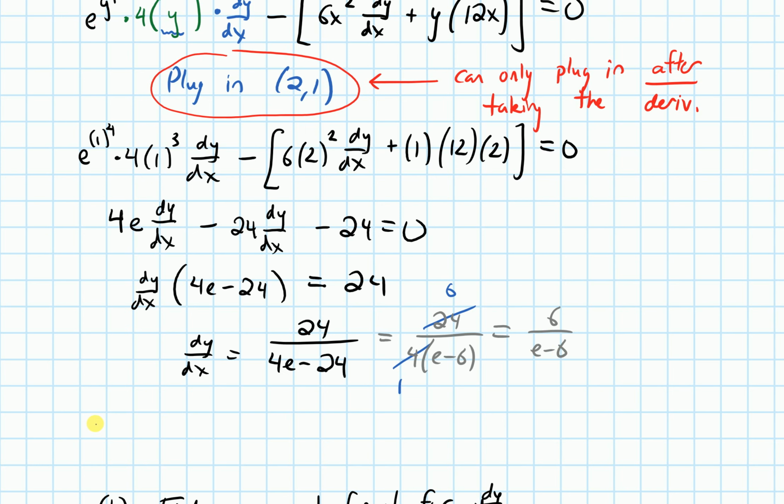But the problem said, tell me the equation. So I can't just stop at the slope. To get the equation, I know the slope, and I know a point. It was (2, 1). So we're ready for some point-slope form. So we're going to get y minus the y-coordinate, which was 1, equals the slope, which is 6 over e minus 6, times x minus the x value, which was 2. And that's our equation in point-slope form.